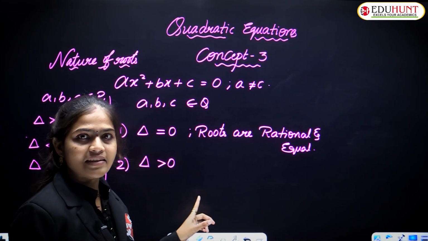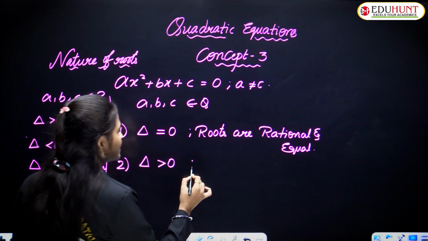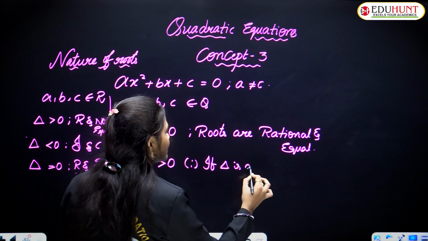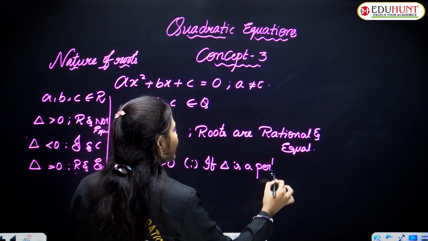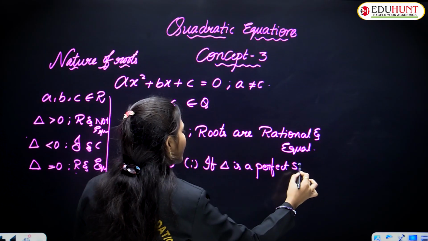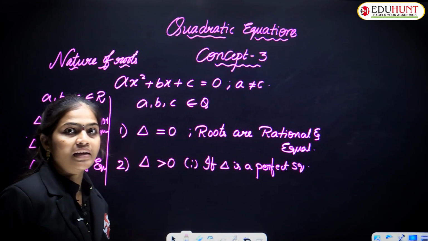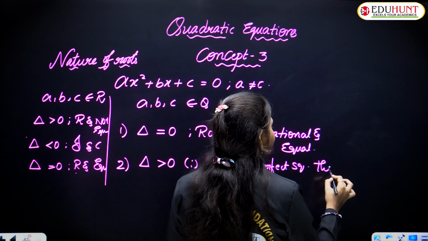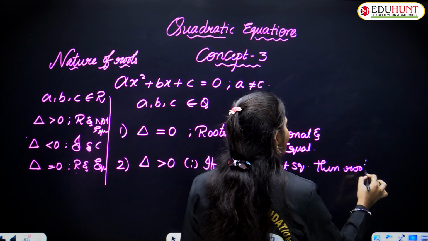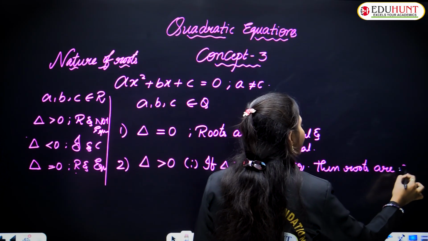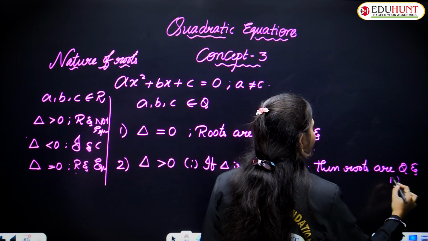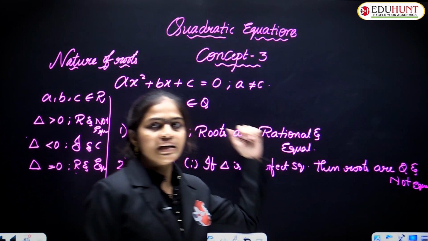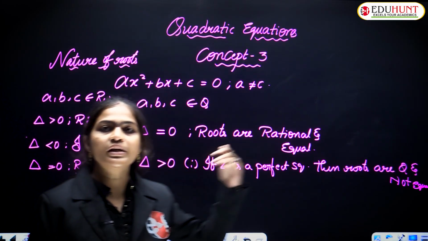In the same way, if delta is greater than 0, again there are two cases here. If delta is a perfect square, then what will happen? If delta is a perfect square, then the roots are rational and not equal. So here we discussed only one point related to greater than 0.